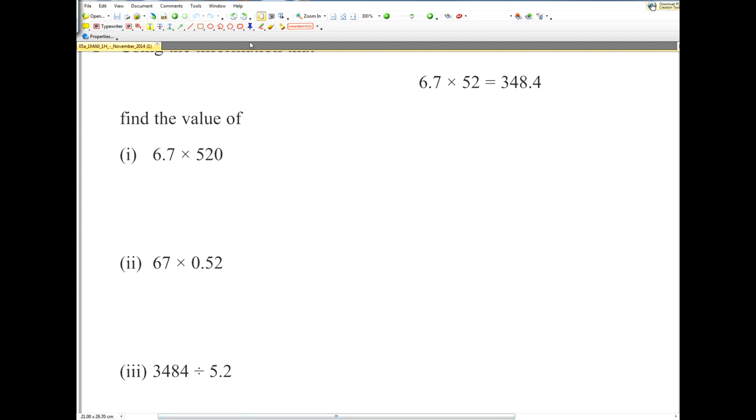Okay, right, we need a pen. Here we go. We got a pen. Right, let's go for a blue. It says find the value of 6.7 times by 520. This is the question on place value, the first question of the paper. Now, what we always do is we compare the question to what we were originally given. So 6.7 times by 520.